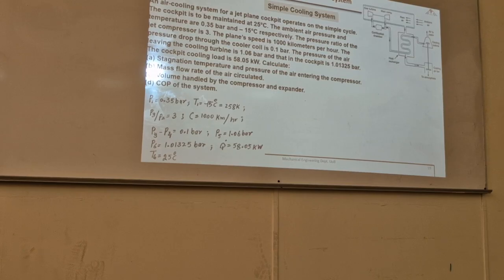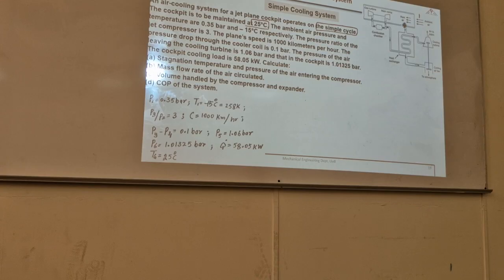The cockpit operates on a simple cycle. So far we are solving the simple cooling cycle. The schematic is shown here. The cockpit is to be maintained at 25 degrees Celsius. Let's first number the points from the start to the end. Air is entering from the ambient. It is first rammed, or in the diffuser, pressure and temperature will rise to point 2.